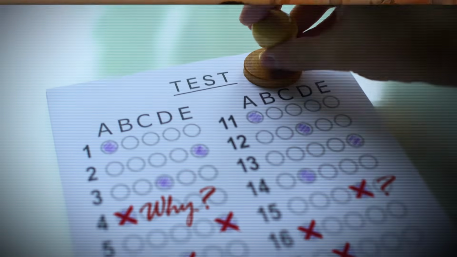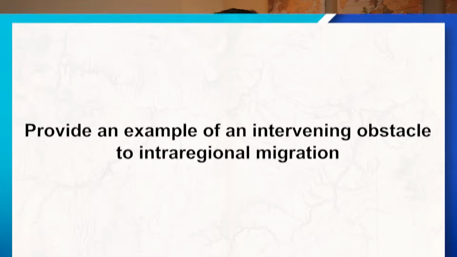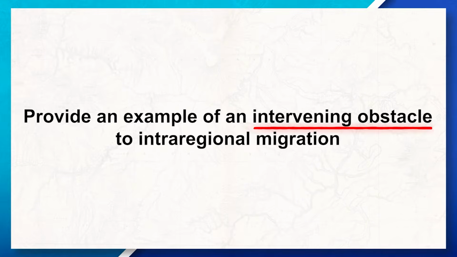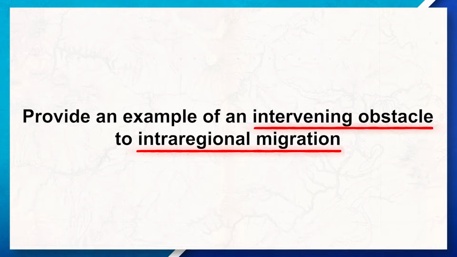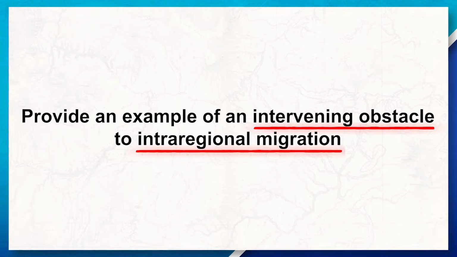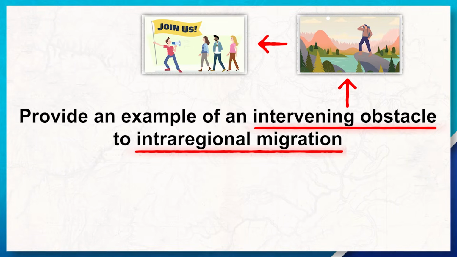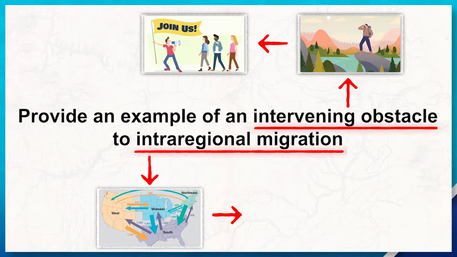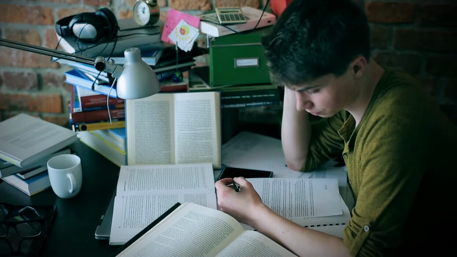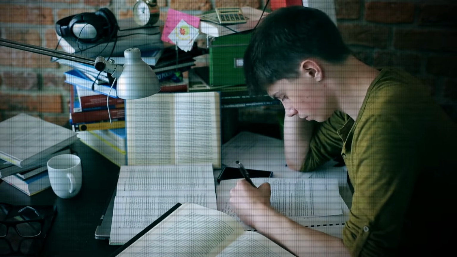I cannot tell you how many of my own students missed easy test points because they didn't understand a word or two in the question, or because they mixed up a term with another term. For instance, say you come across a question that asks you to provide an example of an intervening obstacle to interregional migration. Seems straightforward enough, but in the past, I have seen many of my students get intervening obstacle confused with intervening opportunity, and interregional migration confused with intra-regional migration. However, my students that took their time on their test and reviewed and learned the vocab beforehand didn't make these mistakes.